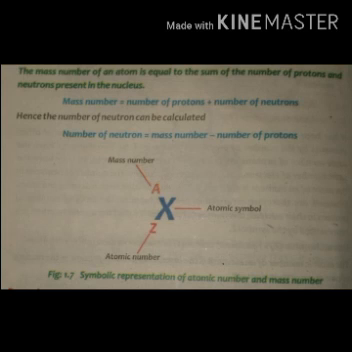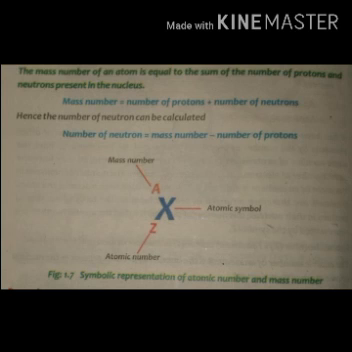Mass number is denoted by capital A. The mass number of an atom is equal to the sum of the number of protons and neutrons which is present in the nucleus. The addition of the number of protons and neutrons is called mass number. Mass number equals number of protons plus number of neutrons.